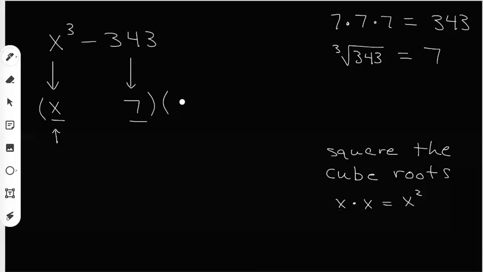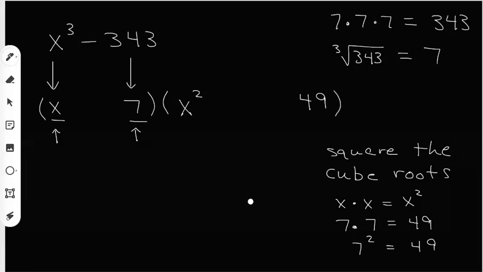So I'm going to put that on the left side. The next thing that I'm going to do is square the 7. If I square the 7, I get 7 times 7, which is 49. Another way of saying that is 7 squared equals 49. So I'm going to take that 49 and put it way over here on the right side, and I'm going to close up this factor.